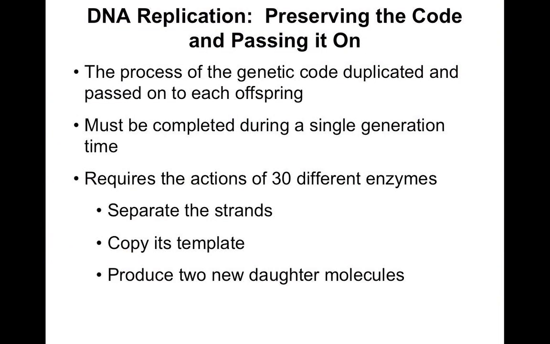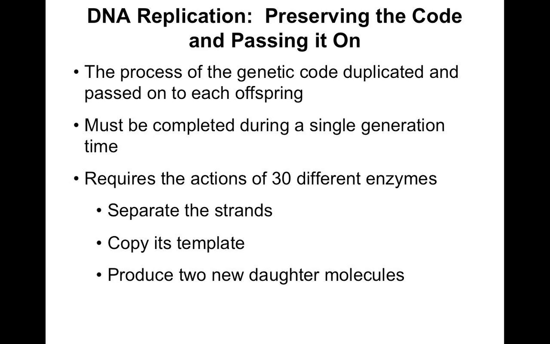So now we're going to go into DNA replication and passing on genetic material. So duplication is exactly what it sounds like. It's making an identical copy of the genome so that it can be passed on to the new daughter cell or offspring. So it must be completed during a single generation time, so it needs to be fairly quick. And for that reason, there are many enzymes working at any given time doing the replication process.